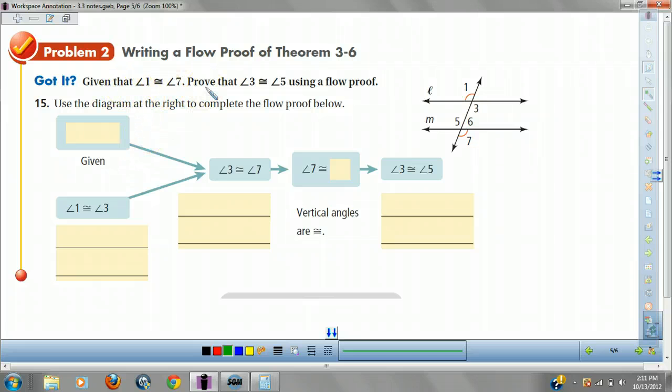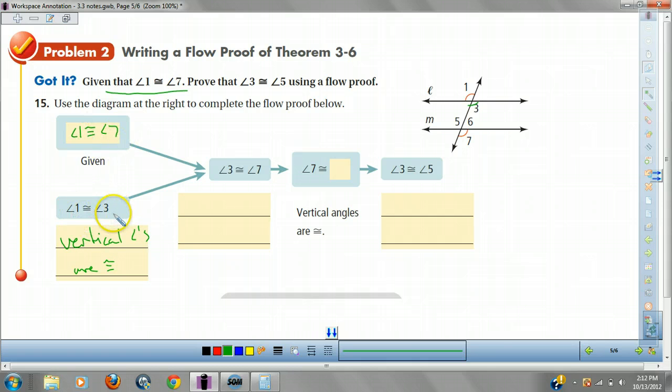Okay, so go ahead and read this over. Given that angle 1 is congruent to angle 7, prove that angle 3 is congruent to angle 5 using the picture to the right. Well, what's our given? That's right, angle 1 congruent to angle 7. Okay. How do we know, let's go down here, how do we know that angle 1 is congruent to 3? Make that bow tie, they're vertical. Vertical angles are congruent.